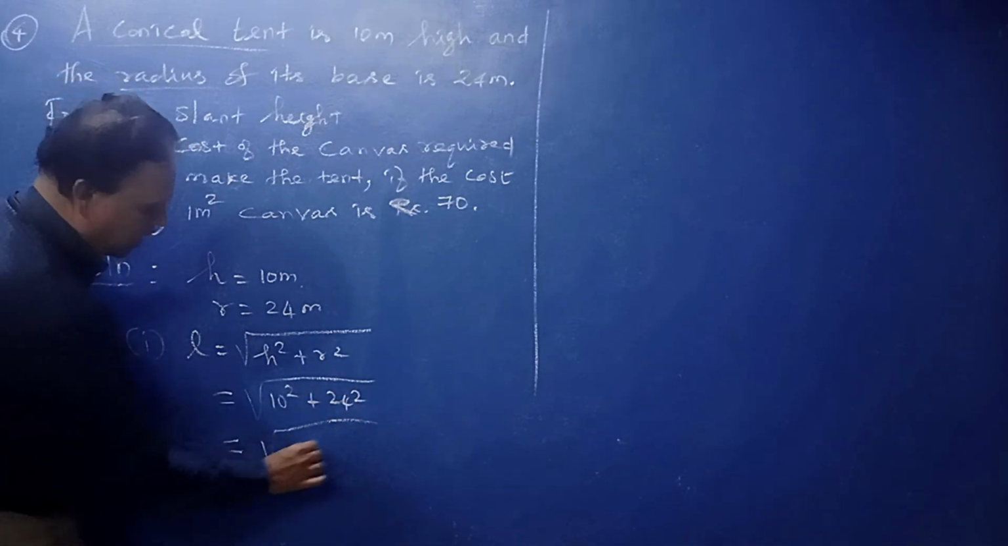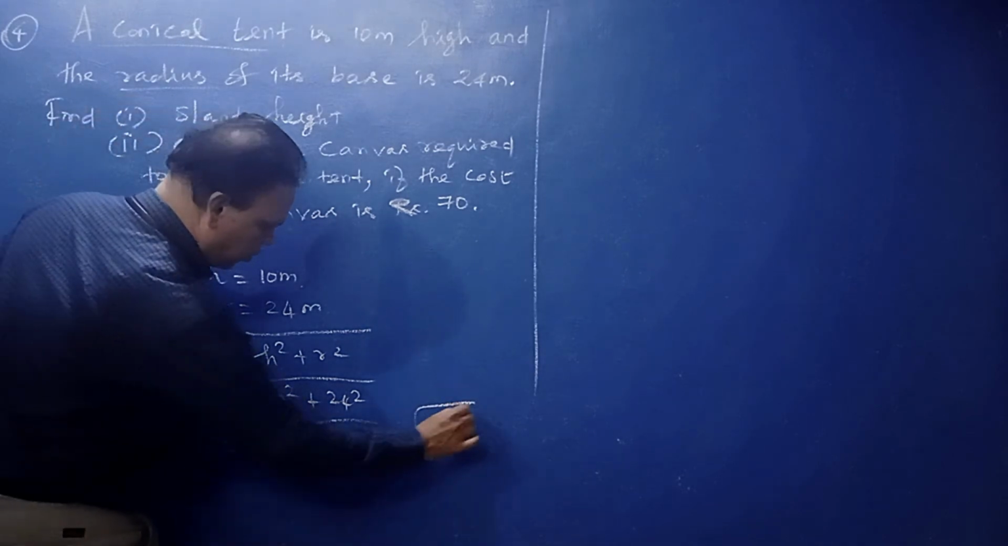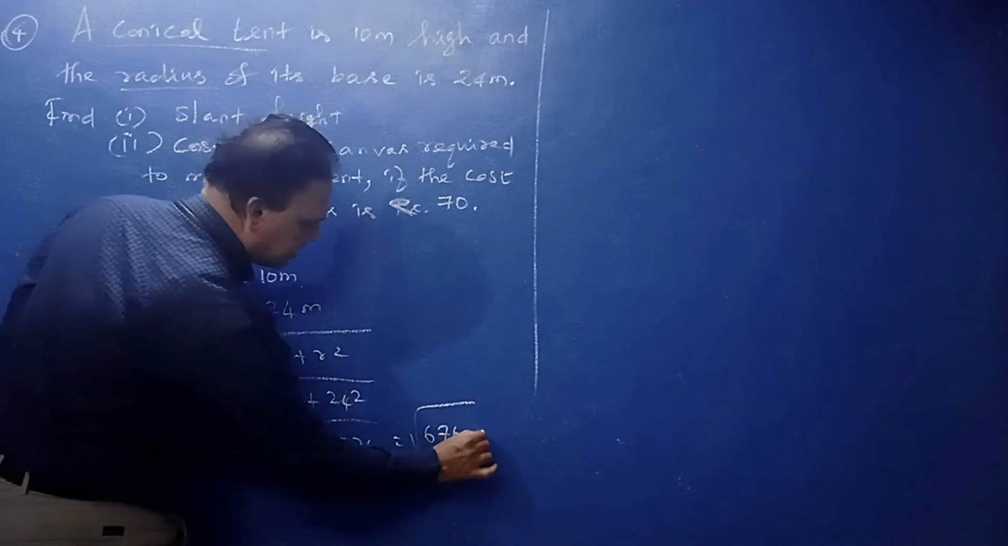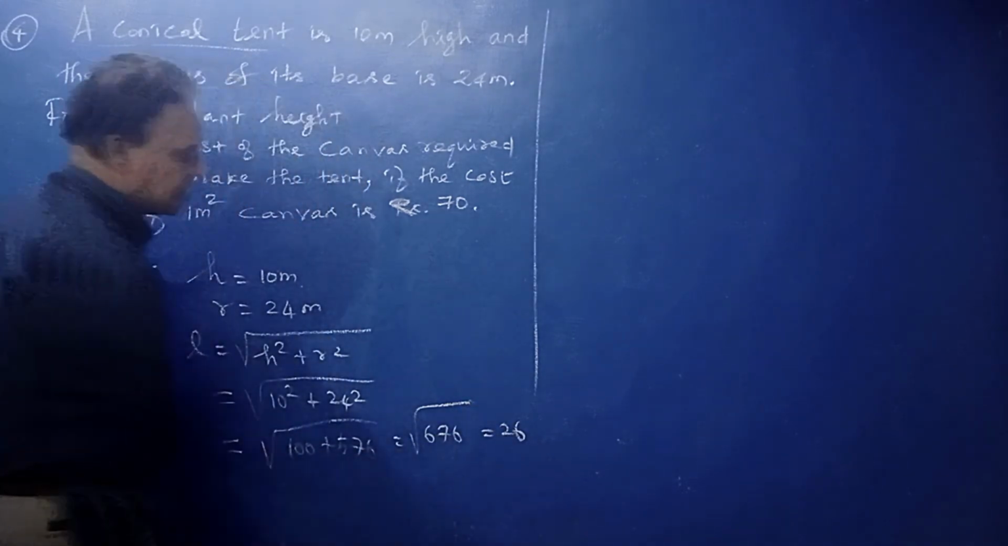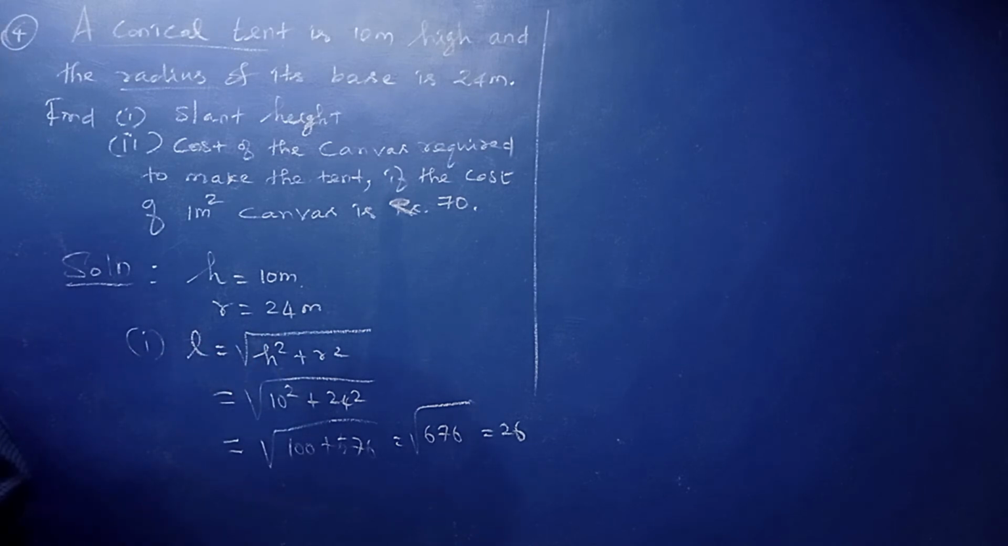That is equal to root over 100 plus 576, which is root over 676, nothing but 26 square. 676 is 26 square. You have to remember it. 25 square is 625, and 26 square is 676.